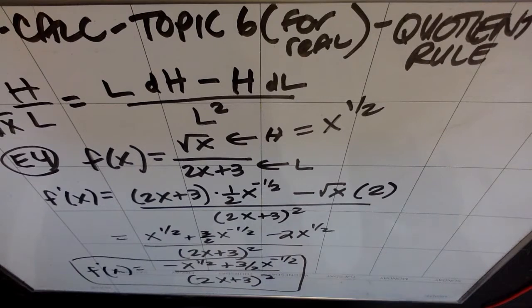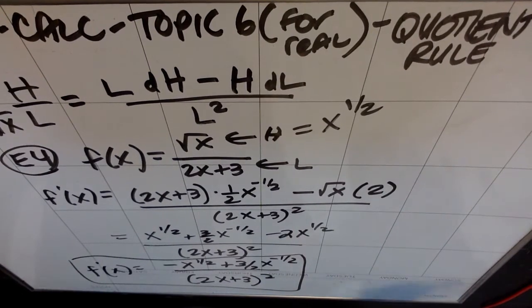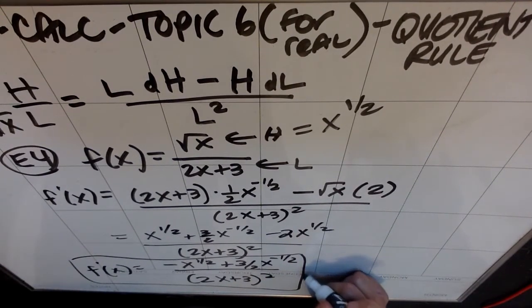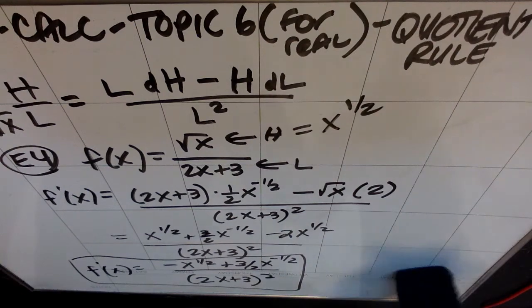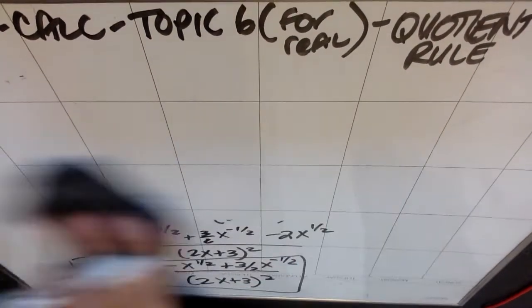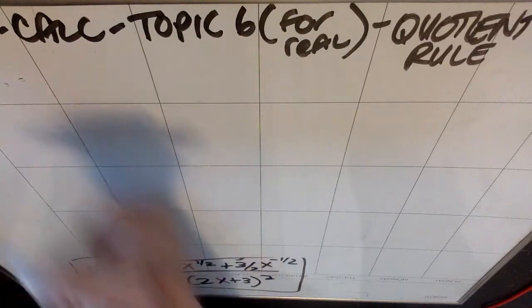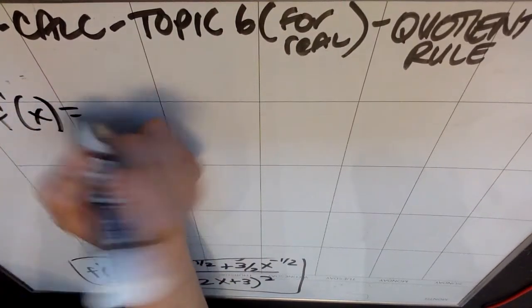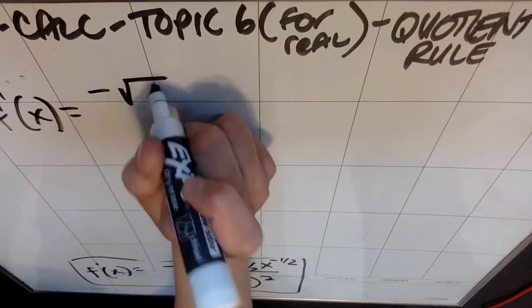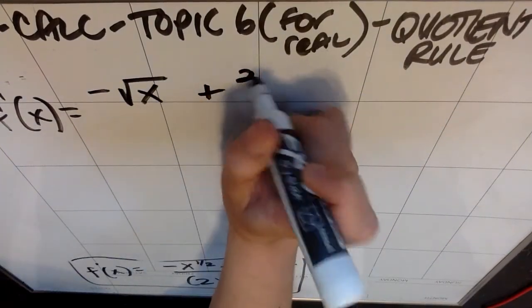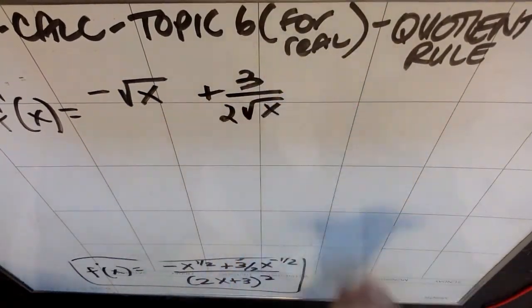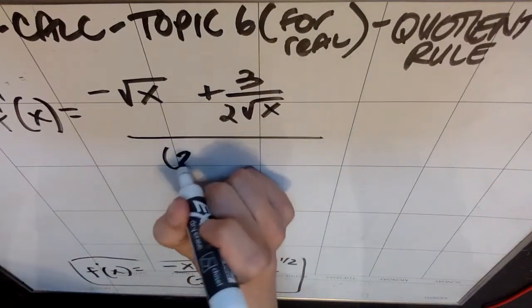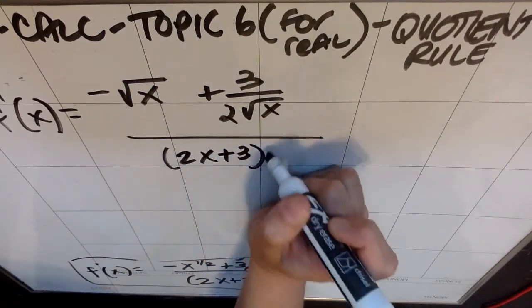If you wanted to clean this up a little bit, it's not the prettiest thing in the world, but you could. So if you wanted to clean this up, we'll just take that answer and clean it up, and this is our last example. And you don't really have to clean it up, but if you wanted to, you could. So if we take this answer, I could rewrite this f prime as a negative square root of x plus a 3 over 2 root x, because that was to the negative 1/2, all over this denominator that I really don't want to mess with, right?